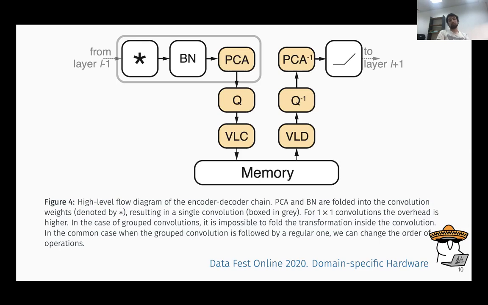And in the case of one-by-one convolutions, the overhead becomes larger because we need to do 2 convolutions instead of 1 per layer now. But in the case of regular 3x3 convolutions, the overhead is more or less negligible. It's around 10% of computations.